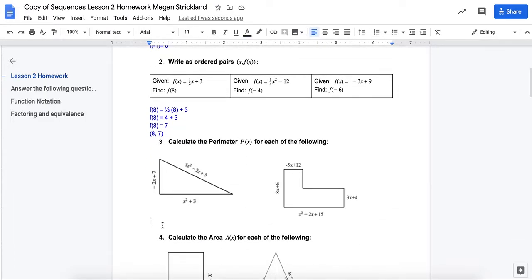Okay. So perimeter, again, you know how this works. You're going to add up all of the sides and combine your like terms. Now, the one thing that you have to be careful about here is notice that these two sides are not given. So to figure out these two sides, you have to do some subtraction, okay?